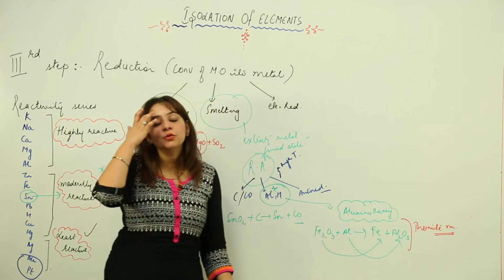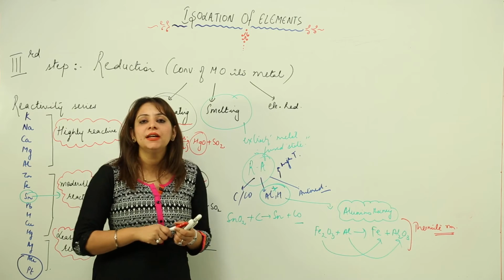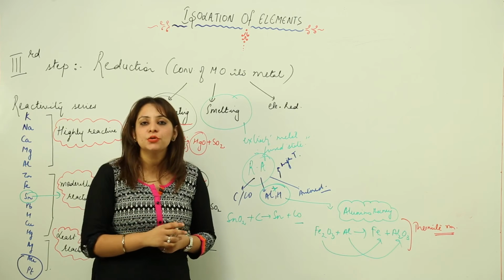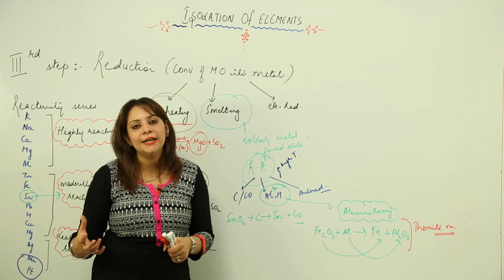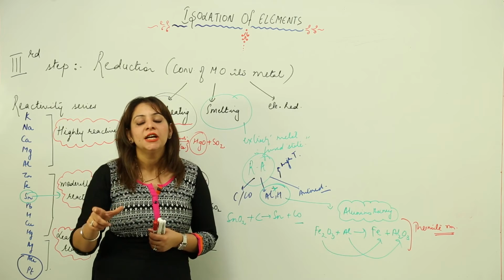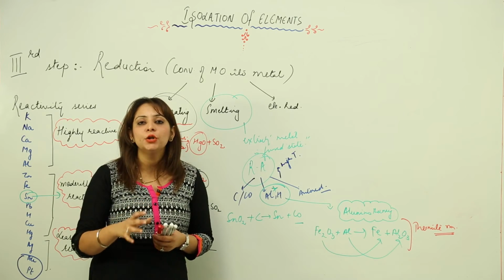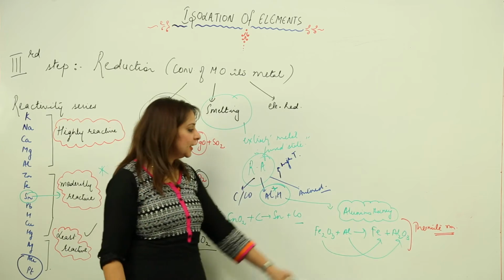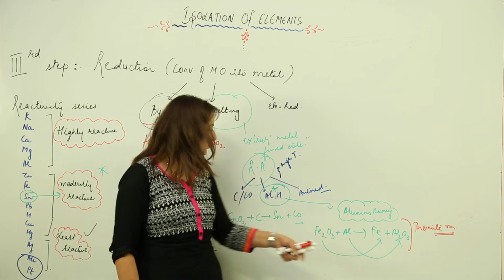If somebody is going to ask you about the thermite reaction, you need to write a reaction in which aluminium is reducing the iron oxide, and you will also write the use, that it is used for welding of railway tracks. But if somebody asks you about aluminothermy, then you need to write that the reduction occurring in the presence of the reducing agent aluminium comes under aluminothermy. So the thermite reaction is an application of aluminothermy.